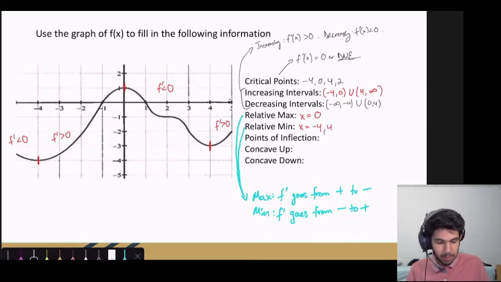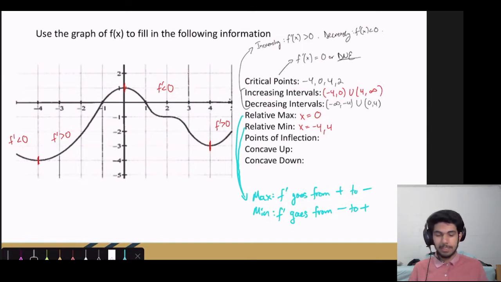And finally, we have to check x equals 2. We're here. To the left of it, f prime is less than 0, and to the right of it, f prime is also less than 0. So that's neither a max nor a min, so we just don't include that in our answer. Cool. So next we have to find points of inflection.